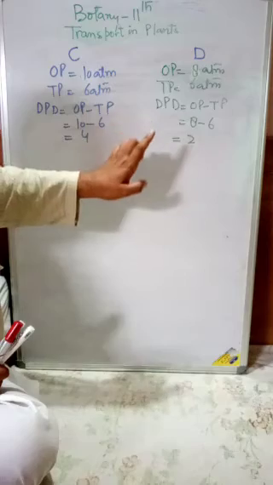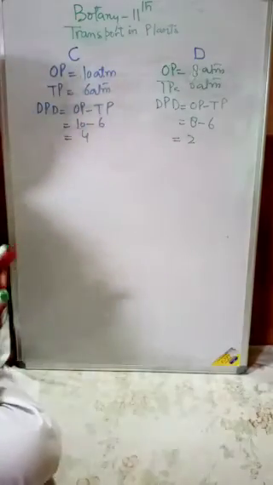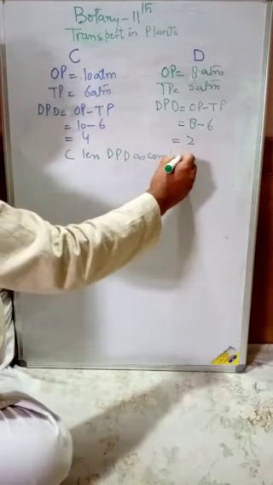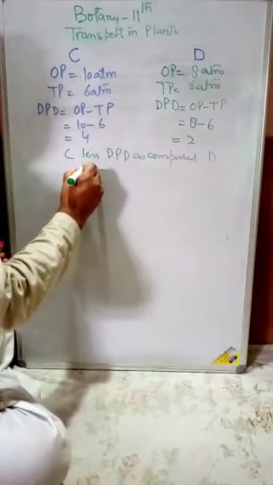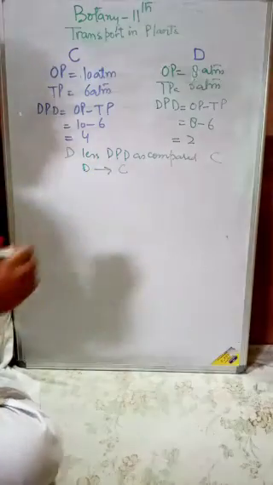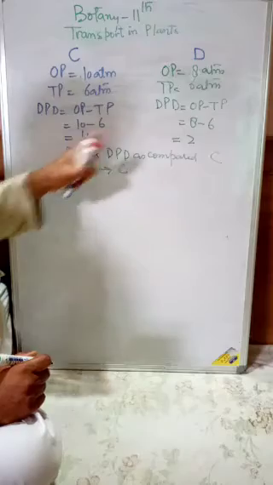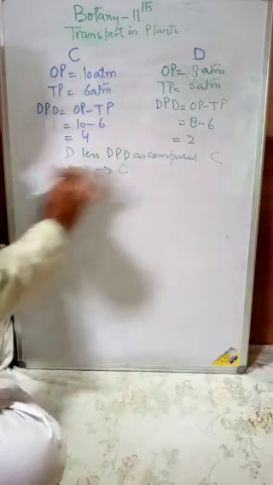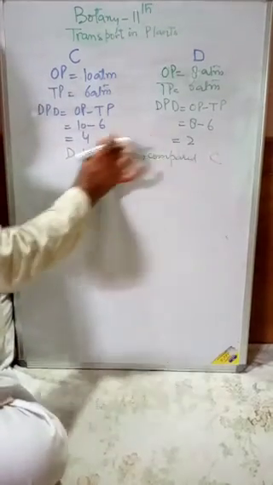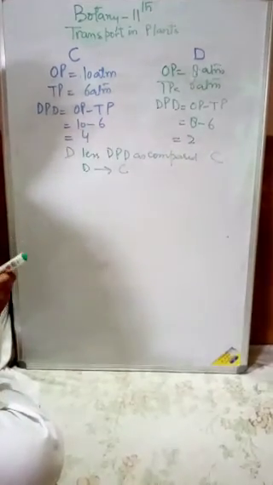So water will flow from D to C, because C has got less DPD as compared to D, so water will flow from, no sorry, D has less as compared to C, so water will flow from D to C. Again, when the DPD becomes equal, we will see no net movement of water will take place. This was about this DPD.